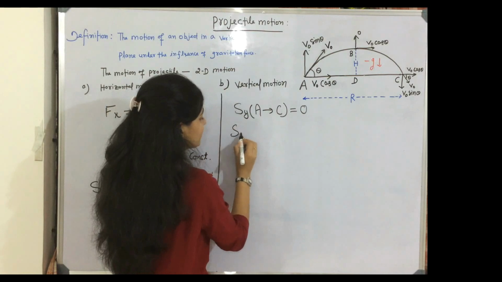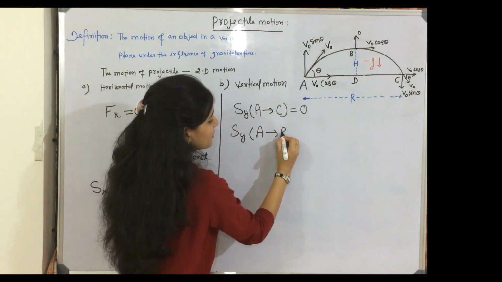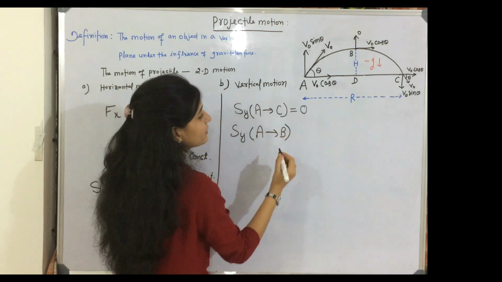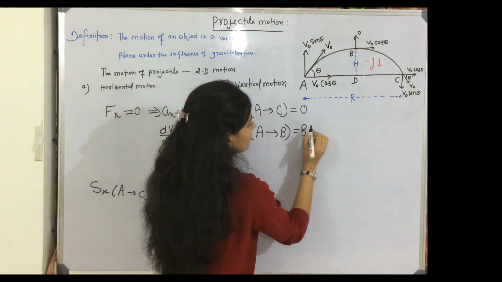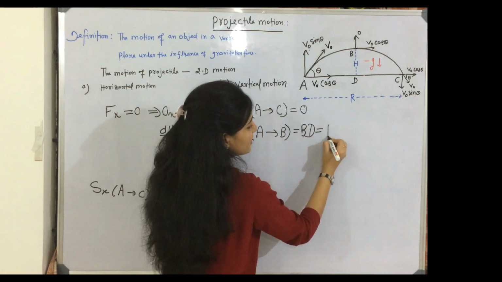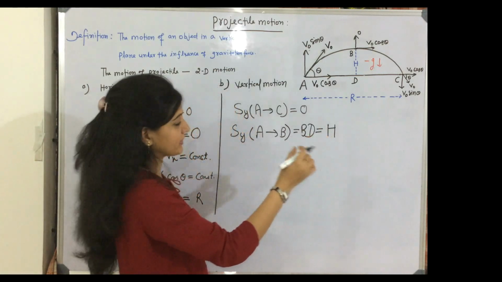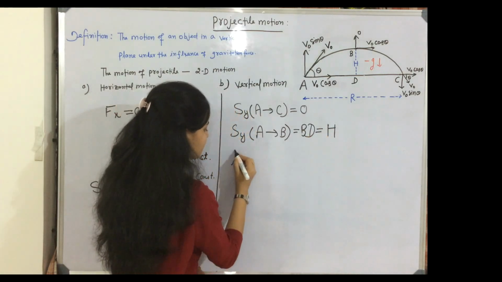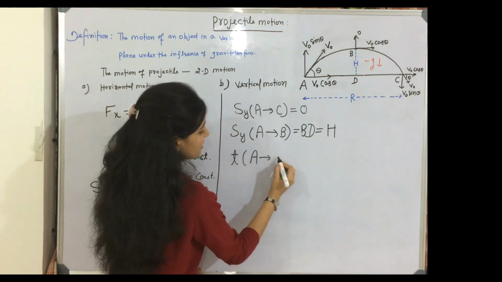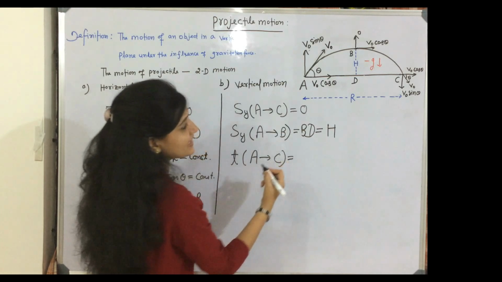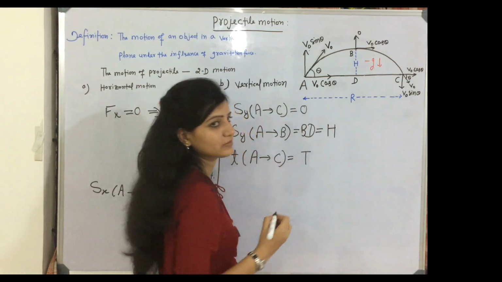Now, the displacement from initial point A to the maximum height point B is BD, which is known as the maximum height of the projectile and is represented by capital H. The time taken by a projectile from initial point A to final point C is known as the time of flight and is represented by capital T.